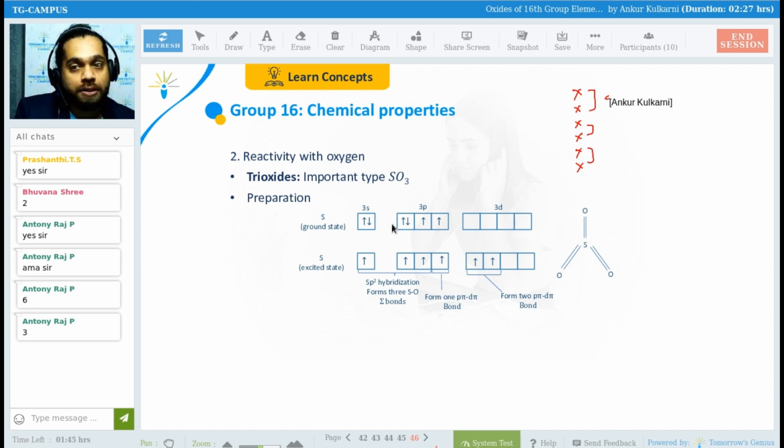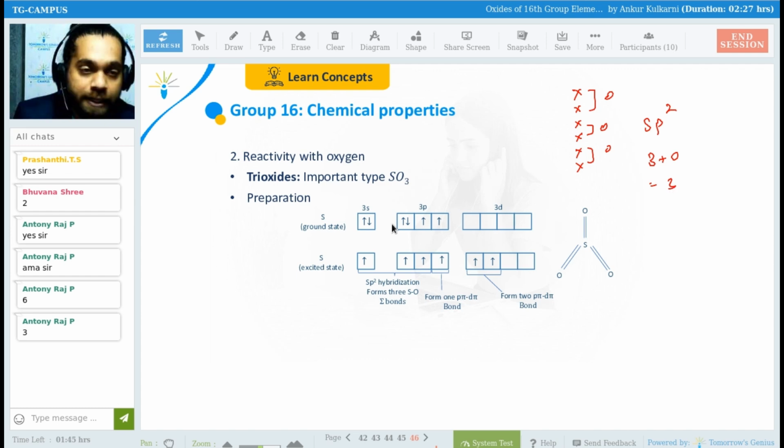Oxygen, oxygen, oxygen. Again it is not sp3, sorry, again it is sp2. 3 plus 0, the number is 3. For number 3, Anthony, it is sp2 hybridization. So for sp2 hybridization, again it is trigonal planar. Now this time we do not have a lone pair.